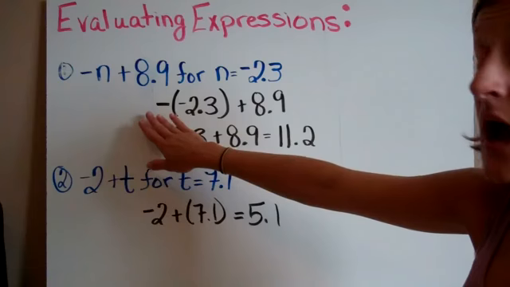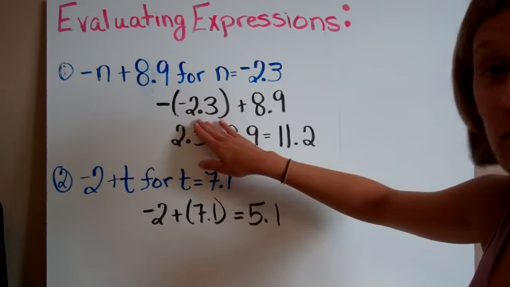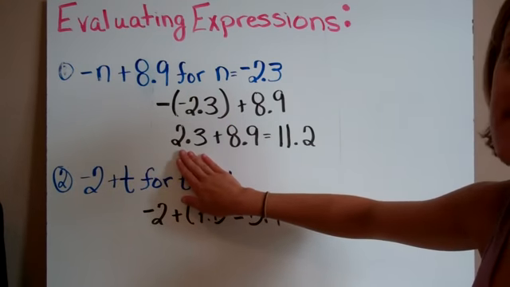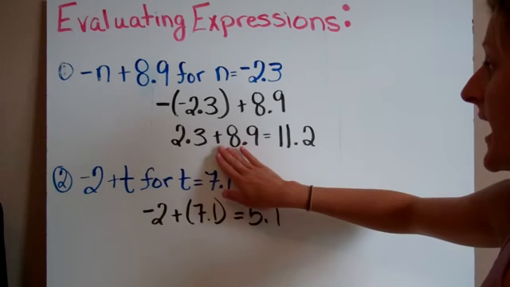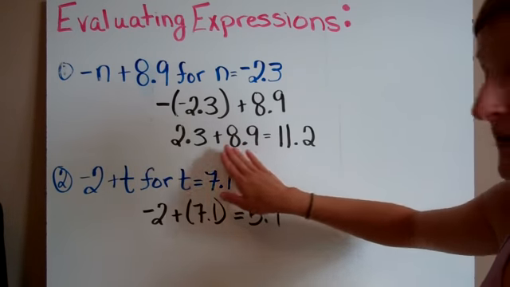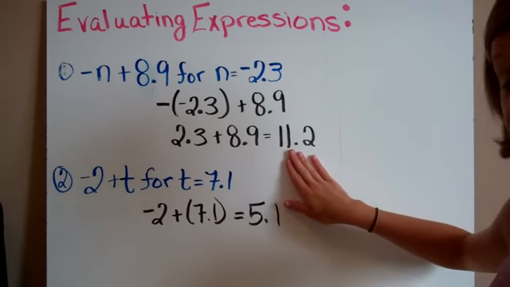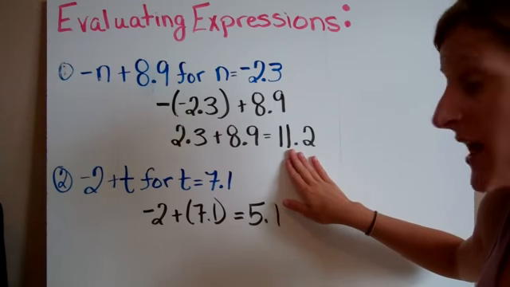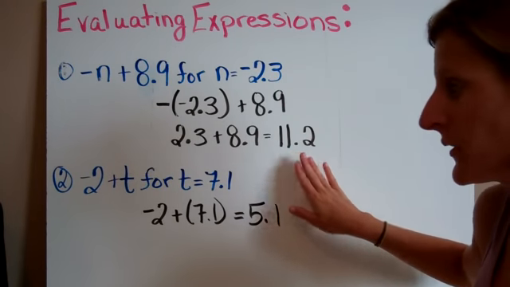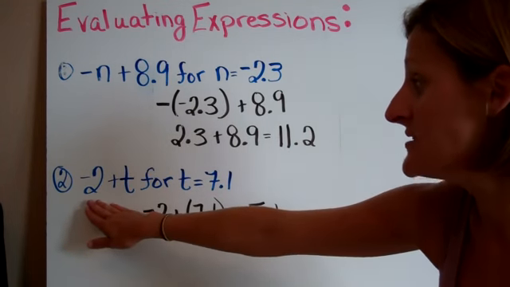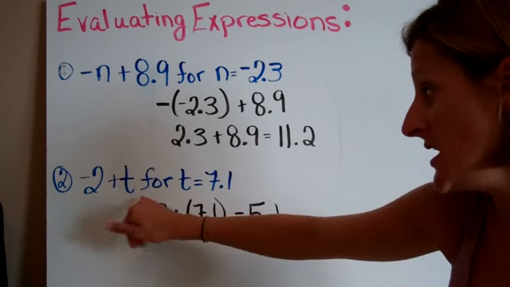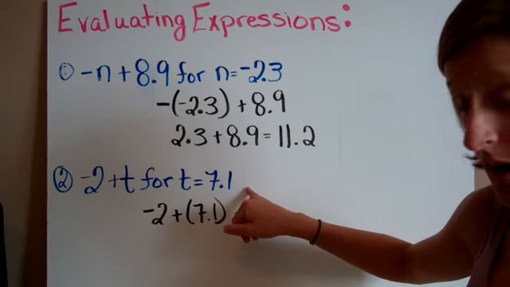So if I take the opposite of negative 2.3, that's going to give me the positive 2.3. Then I add 8.9 to it. Both are positive numbers, so my answer is going to be positive, and you add the two together to get 11.2. Now the second one says negative 2 plus t, and t is going to be 7.1.